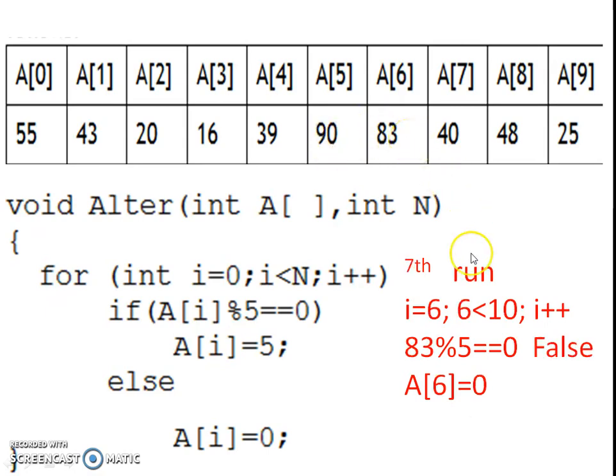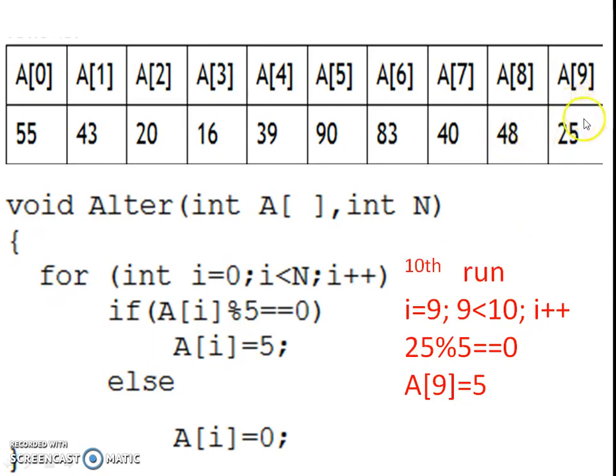Now in the seventh run, 83 divided by 5, remainder is 0? No, it is not like that. So the condition is false and 0 will be stored in a of 6, which was 83. Now in the eighth run, i's value will be changed to 7 because of the increment operator. 40 modulus 5 is 0. The condition is true. So 5 will be stored instead of this 40. Next run, which is the ninth run, the value is 8 and the element is 48. 48 divided by 5, remainder is not 0, the condition becomes false. So 0 will be stored here instead of 48.